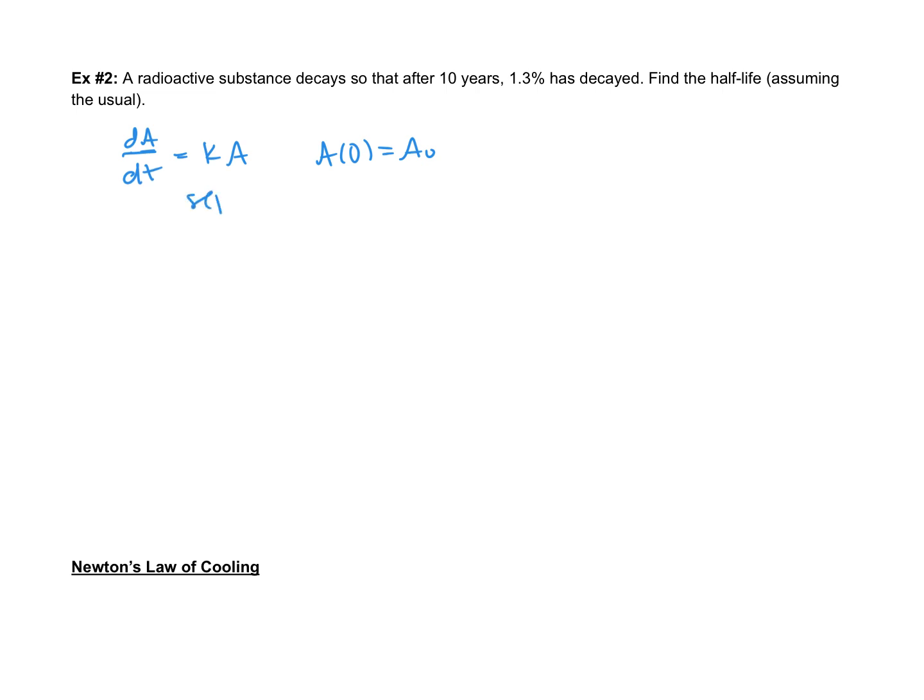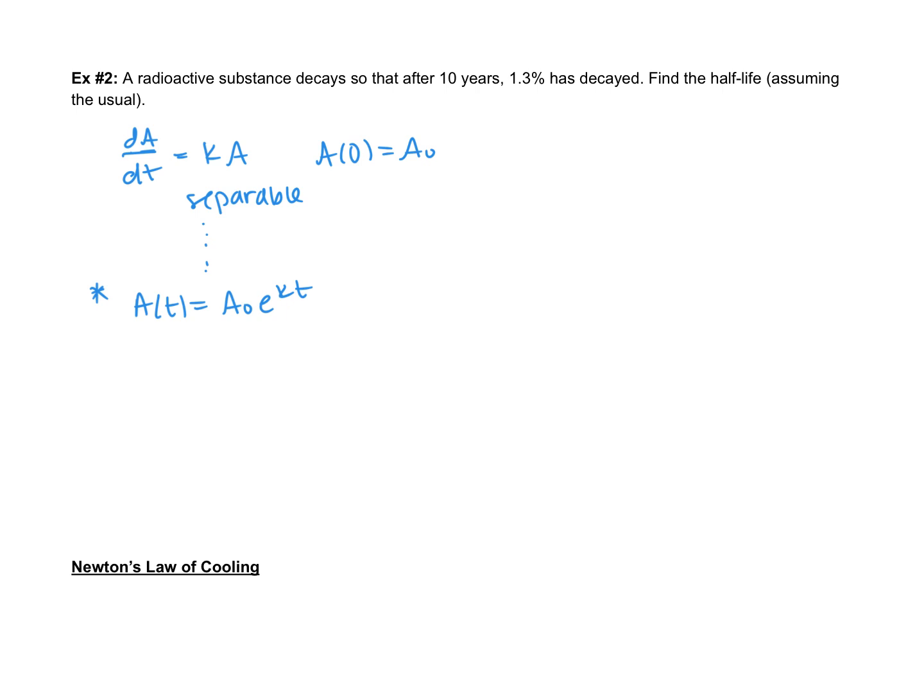This equation is separable. We already solved it on the previous page, so you know that A of t is going to be A naught e to the kt. So we solved that in the previous example. You can just memorize that if you want, so that you don't have to solve it every time, that's perfectly fine. If you don't want to, that's fine too.